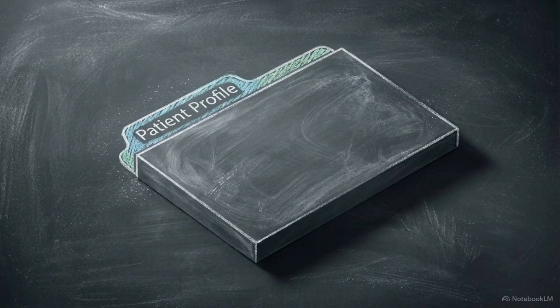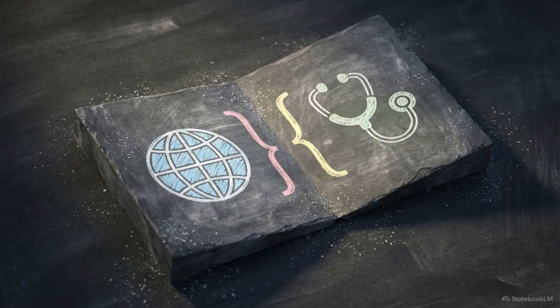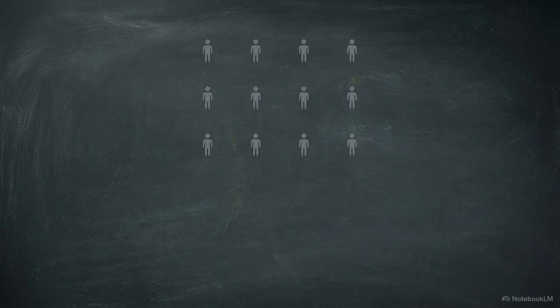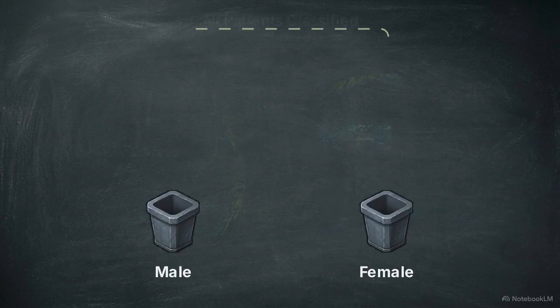Common clinical examples of nominal variables include a patient's gender, blood type, ethnicity, or medical diagnosis. Nominal data must follow 2 strict rules. First, categories must be mutually exclusive, meaning a patient fits into only one category. Second, they must be exhaustive, meaning every single patient fits into at least one category.